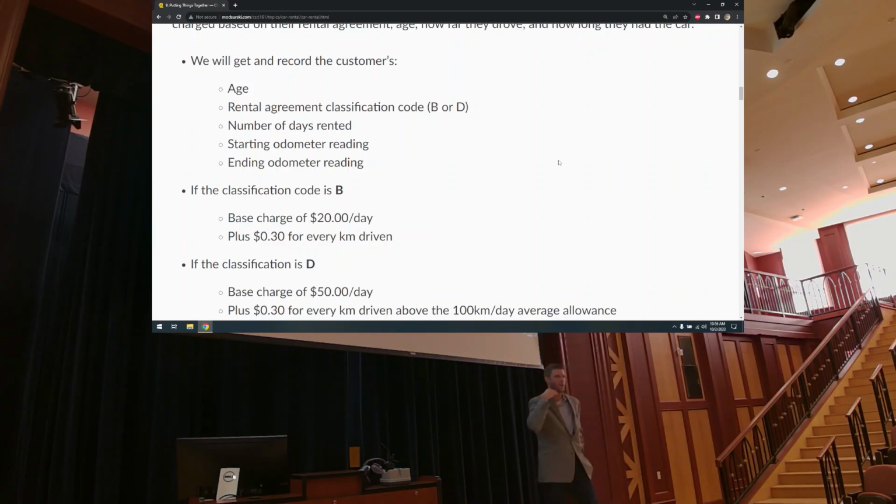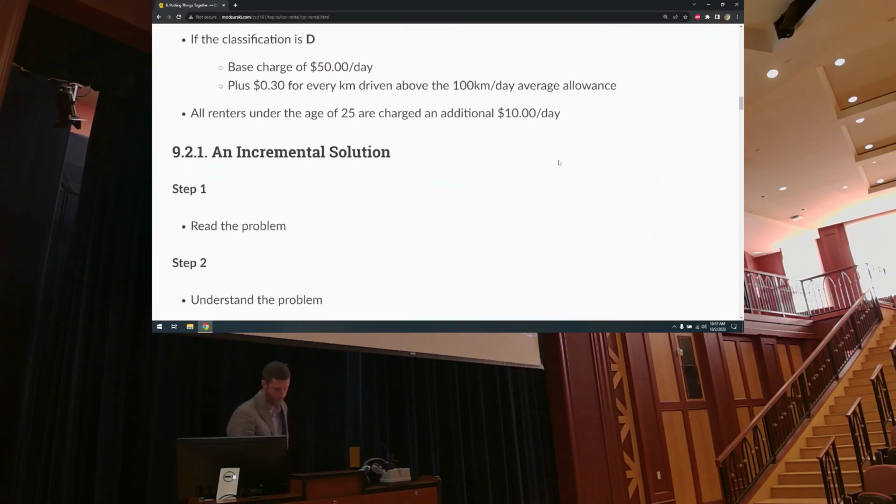So if they drove on average 130 kilometers a day, they really only drove 30 kilometers above their 100 kilometer a day allowance, right? So all of these bits are simple, but we've got to break it down and keep it easy. So let's take a moment and think. Okay, so I'm going to have this big function. What am I going to do?